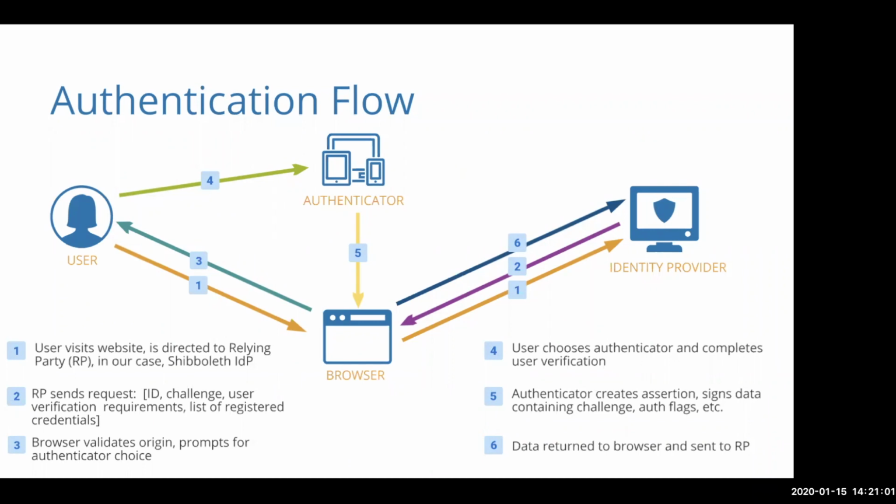So in order for authentication to happen, the user has a private key that's on their authenticator. The identity provider has the associated public key. The identity provider would create a challenge that has to be successfully signed by the user's private key in order to achieve authentication. So at Duke, we integrated WebAuthn with our Shibboleth IDP, and we did that using the Yubico Java libraries.